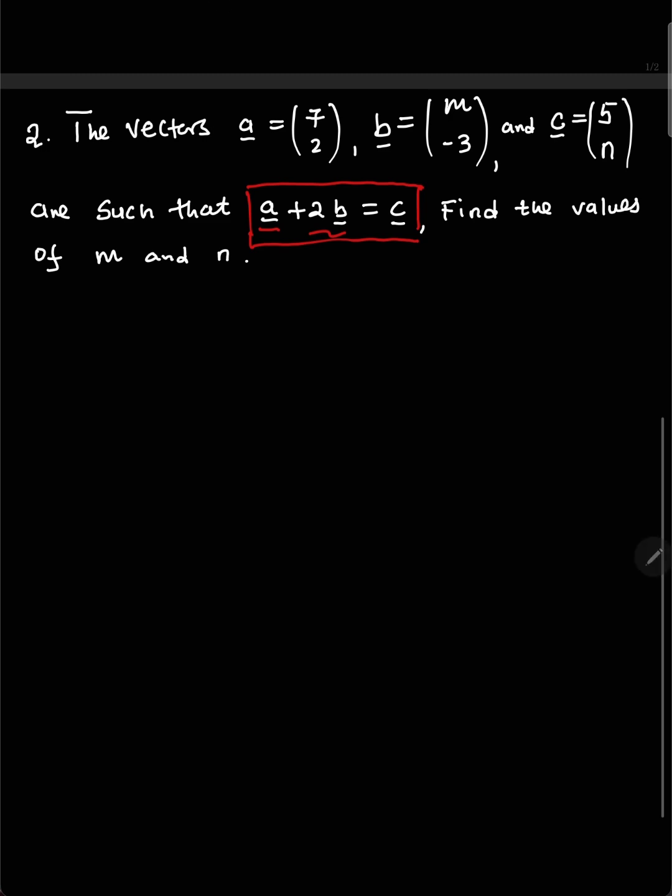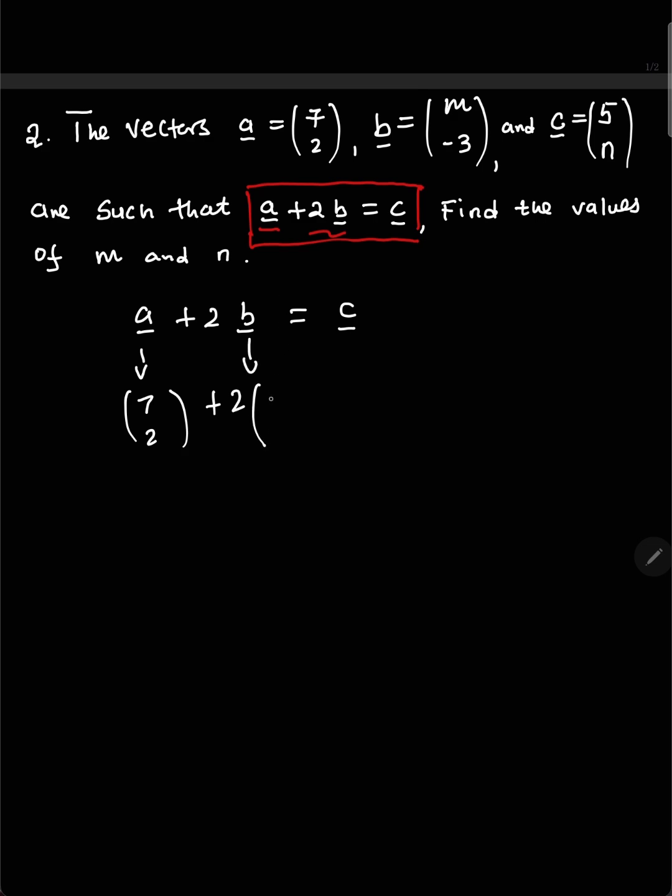Yeah. So I'm saying our answer will come from this statement. So vector A plus twice vector B is equal to vector C. So let's just use this statement and substitute what we have. So vector A, so I'll use this vector A plus twice vector B is equal to vector C. So vector A we know is 7, 2, plus twice vector B is m negative 3, equal to vector C is 5n. You can see how I'm doing the substitution there.